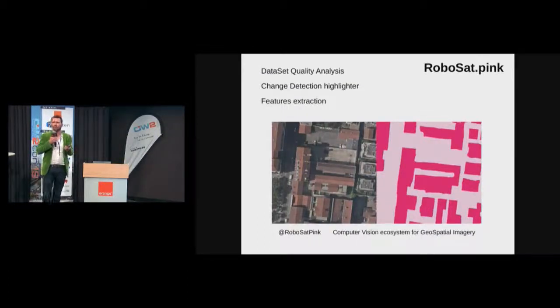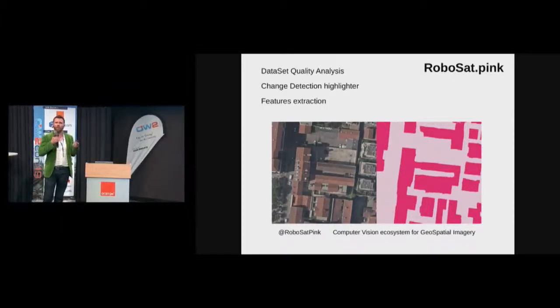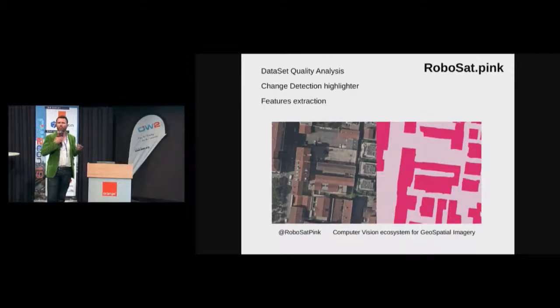What is the technical solution to do that? It is to provide an open source framework called RoboSat.pink, and this framework is dedicated to helping you perform computer vision on imagery, and to perform three use cases. The first one is dataset quality analysis. The second is to spot any kind of change detection between two time steps from your data. And the third one is to train a model on a small area and to predict on a broader one.